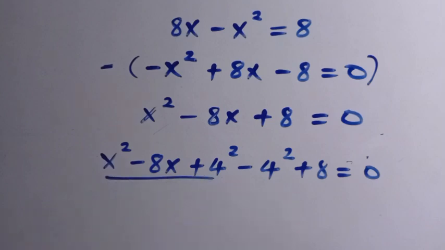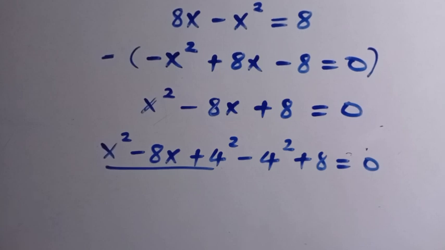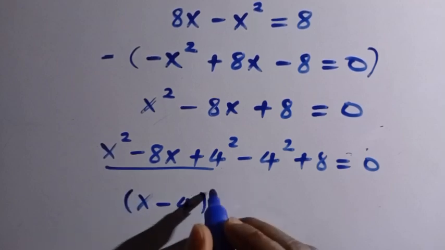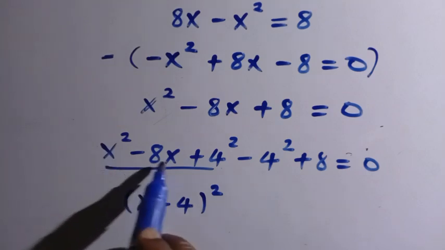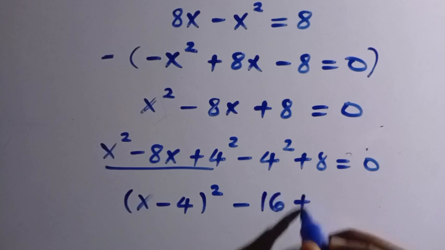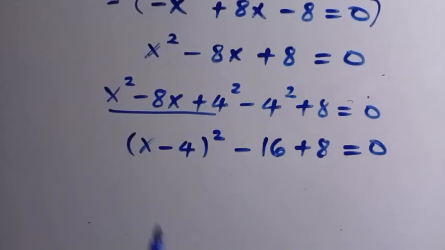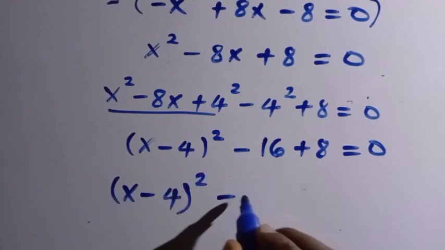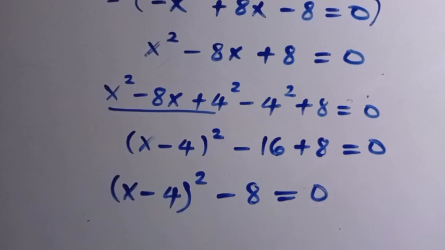So if I combine these together, we take x and 4. By taking x and 4 with negative, we have x minus 4, then I'm going to square it. When we expand x minus 4 squared, we get x squared minus 8x plus 4 squared. And here is minus 4 squared, that is 16, plus 8 equals 0. So we proceed by writing x minus 4 raised to power 2 minus 16 plus 8, that is minus 8 equals 0.